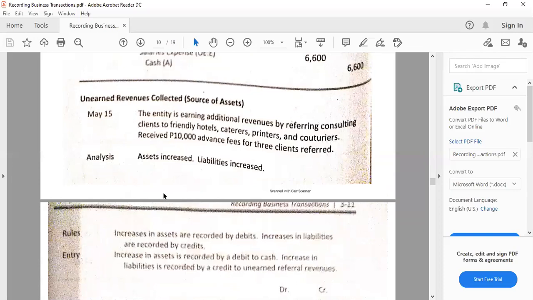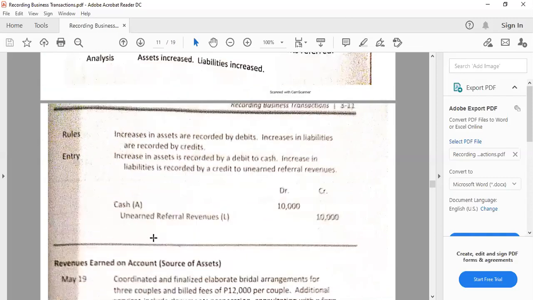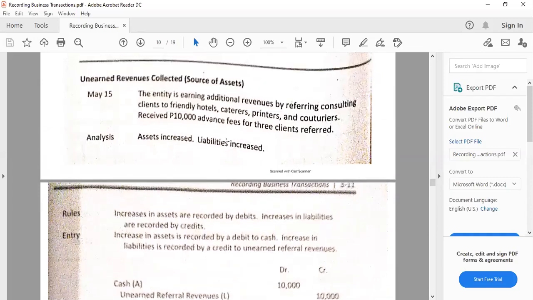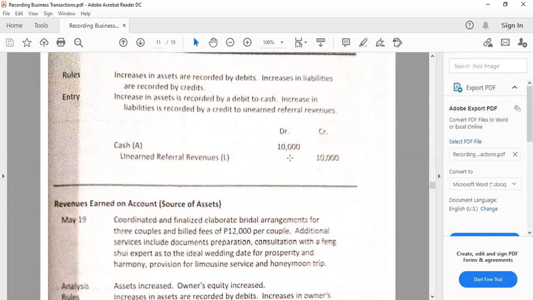Next, for unearned revenues collected. In this particular case, what is the possibility here? It's possible that we received the money in advance, but we did not render the services yet. So what we can do is credit the said collection to a liability account, which is unearned revenue. So debit cash, that is for the amount received, and credit unearned referral revenue. We have here the advance fees received for the three clients referred to. So debit cash 10,000 and credit unearned referral revenues for 10,000.